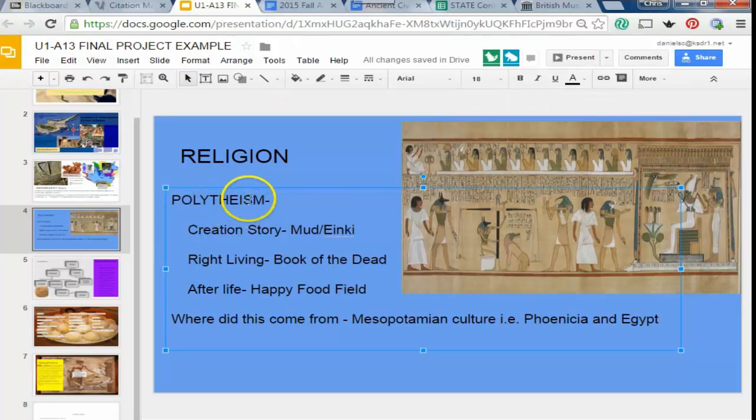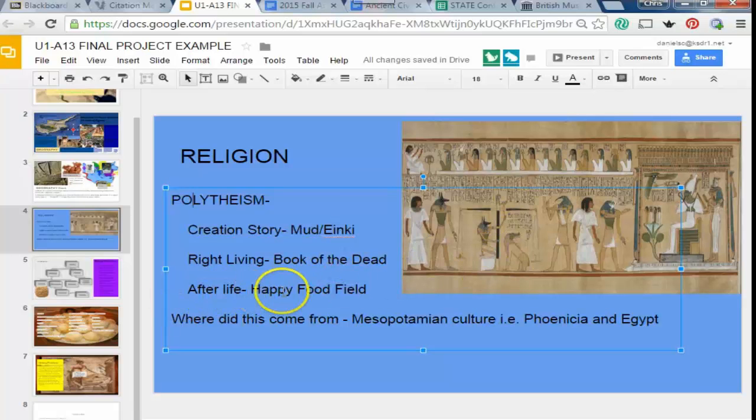Gods, theos, and ism is a belief or practice of polytheism. We're going to take the Mesopotamian creation story, and we're going to talk about mud and Enki. You're going to need to summarize a little bit more than that. For right living, we're going to steal the Book of the Dead from the Egyptians, because this place was ruled by different groups, so at different times they're probably going to have different religions.